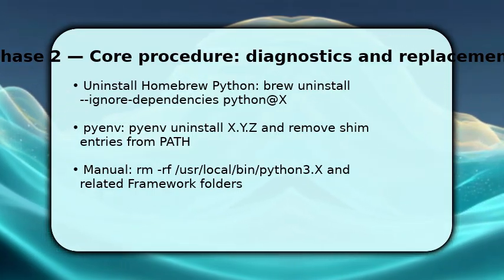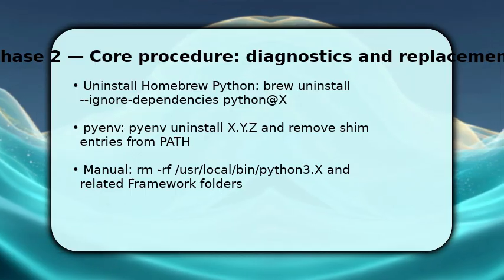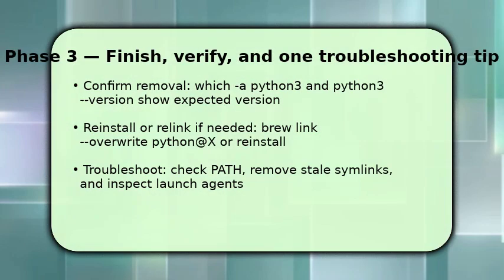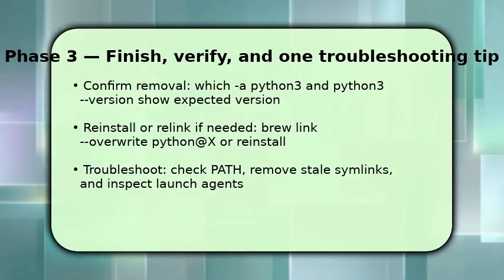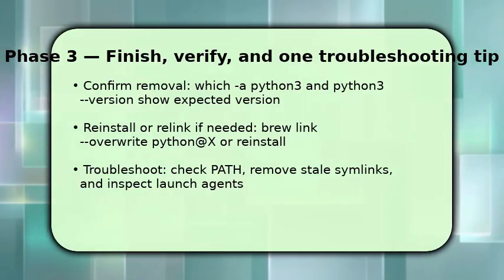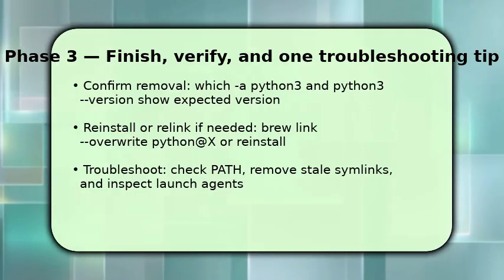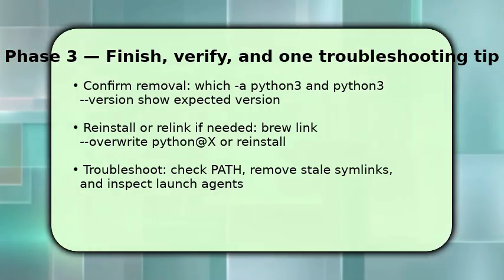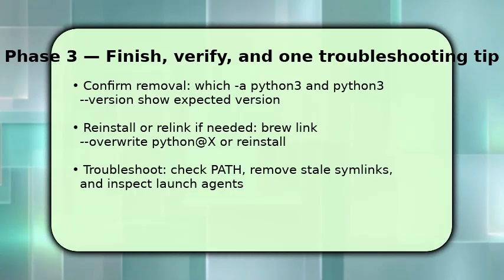Run which -a python3 and python3 --version to confirm only the desired Python remains. If something still points to the old version, relink or reinstall with brew link --overwrite python@x or reinstall via pyenv.